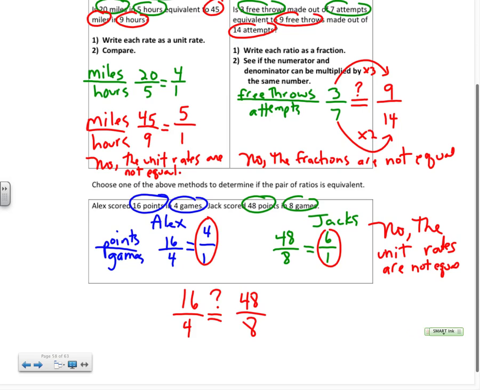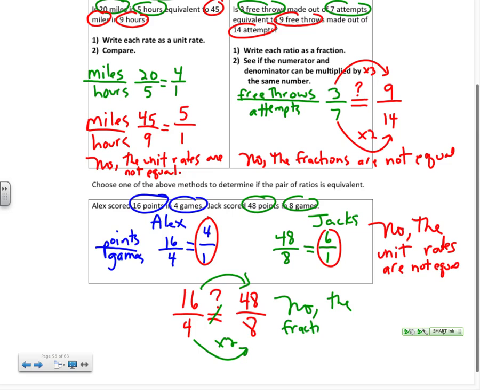Okay, if I look, I know 4 times 2 is 8. But is 16 times 2 48? No. So these cannot be equal. So this way I could say no because the fractions are not equal.